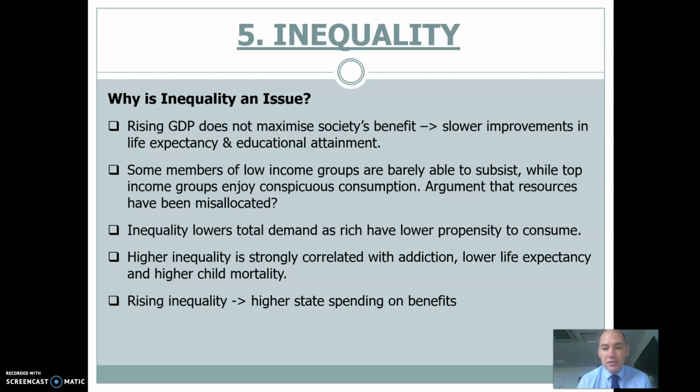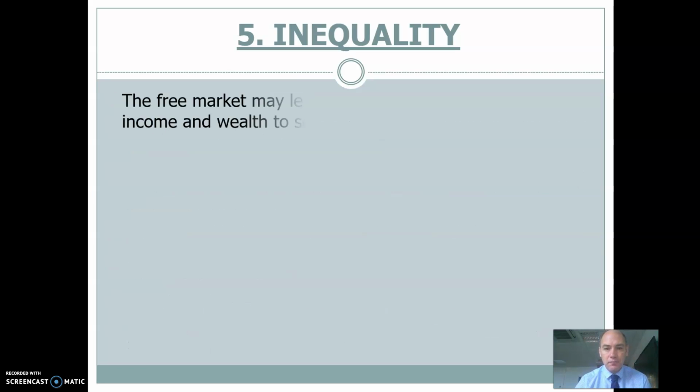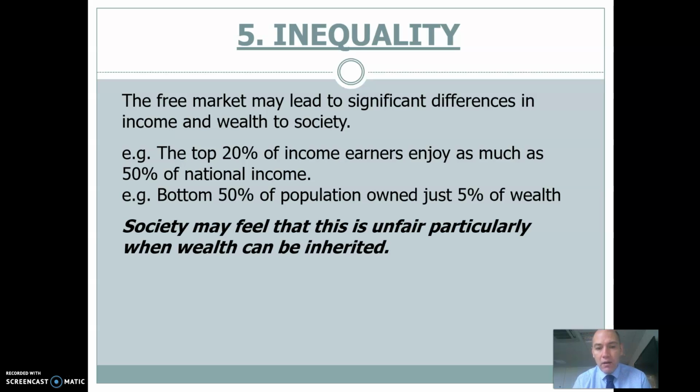It's also linked with higher state spending on benefits, and also rising crime and corruption, as the elites, the people who are benefiting most, try to maintain their position in society. And in terms of the free market, it can lead to significant differences in income and wealth. The top 20% of income earners in this country earn 50% of national income, whilst half the population, the bottom half, own just 5% of wealth. Obviously society can feel that this is particularly unfair, especially when wealth can be inherited.